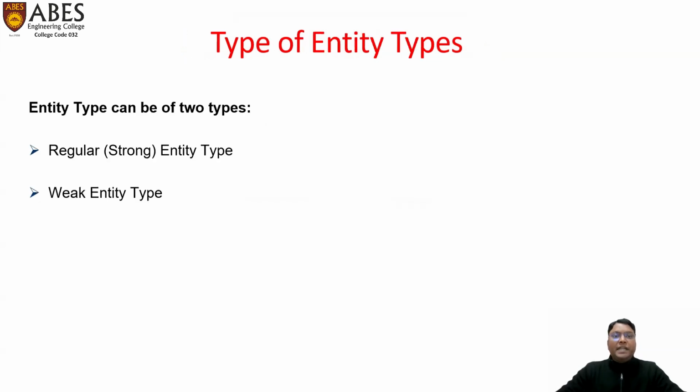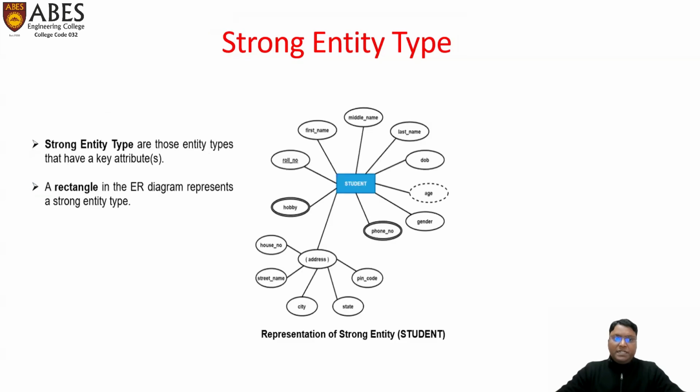Now, entity types. We have two types of entities: weak entity and strong entity. So the first one is very important: strong entity and weak entity. The entities that don't have a primary key are called weak entities, and the entities that have a primary key are called strong entities. So here is the example of a strong entity. Strong entity types are those entity types that have a key attribute. A rectangle in the ER diagram represents a strong entity type. Here student is the strong entity which is represented through a rectangle.